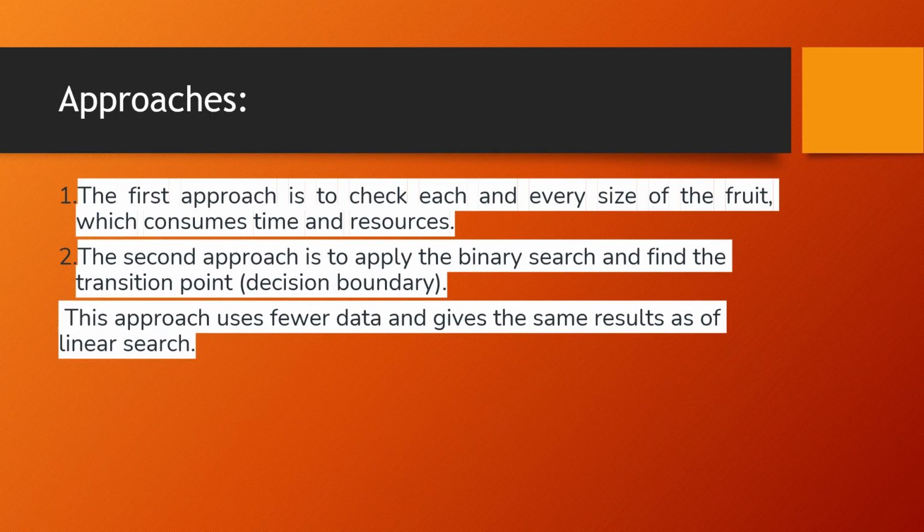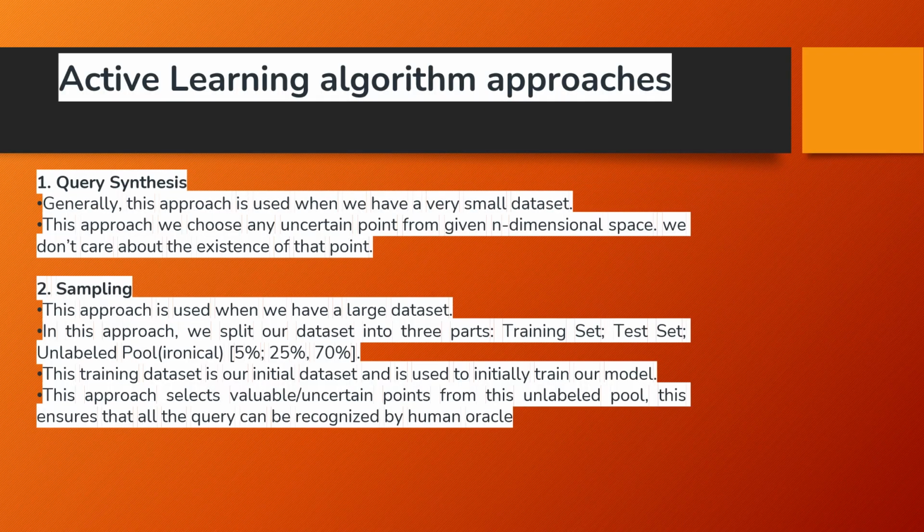The first approach is to check each and every size of the fruit, which consumes time and resources. The second approach is to apply binary search and find the transition point, that is, the boundary. This approach uses fewer data and gives the same results as a linear approach. So we can go for query synthesis and sampling. Query synthesis is generally used when we have a very small data set. In this approach, we choose any uncertain point from the given n-dimensional space. We don't care about the existence of that point.